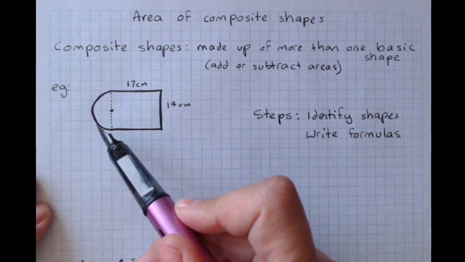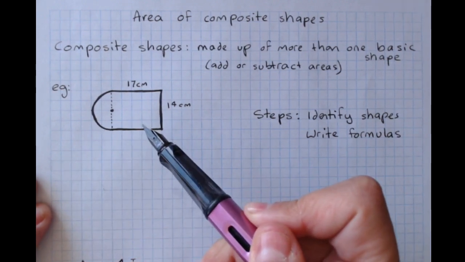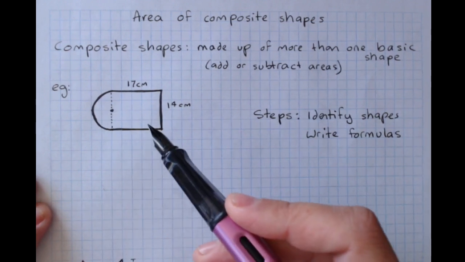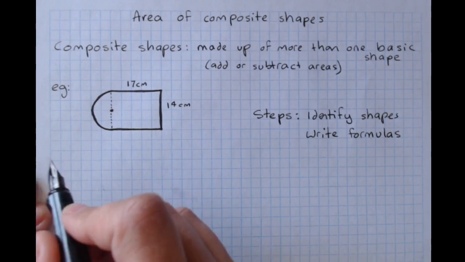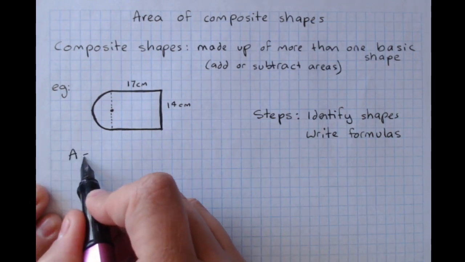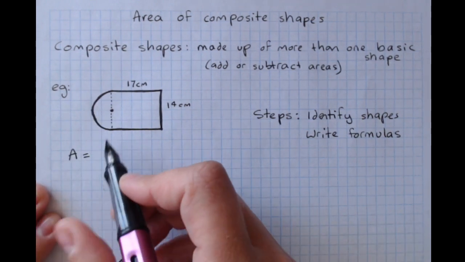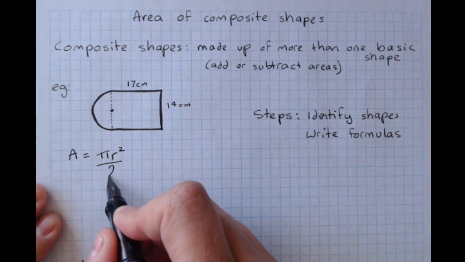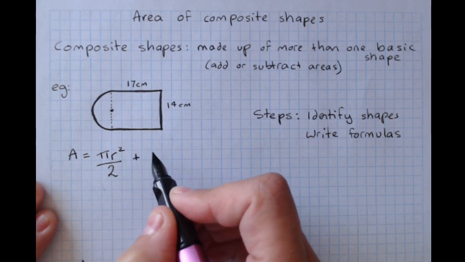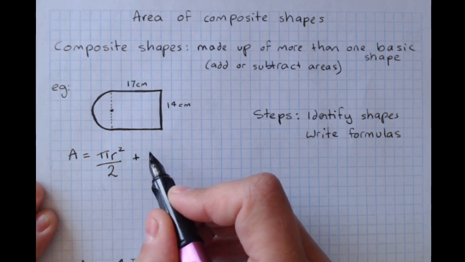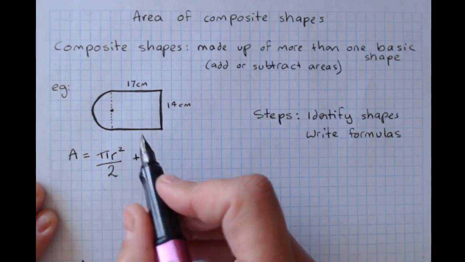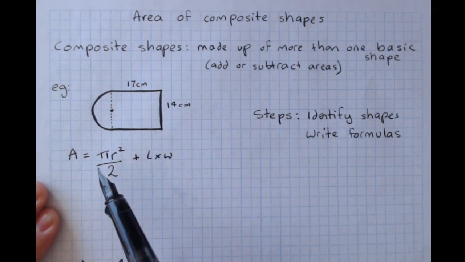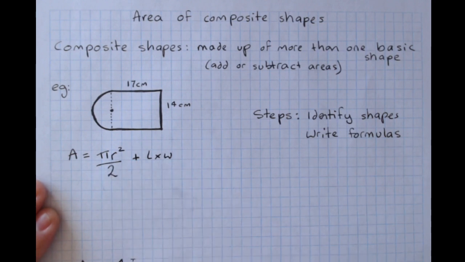So here I've got a semicircle and a rectangle. So the area of the whole shape is the area of the semicircle plus the area of the rectangle. Area equals. Now the area of a semicircle is pi r squared divided by 2, and the area of a rectangle is length times width. So you see I've written the formula for the whole shape all at once.